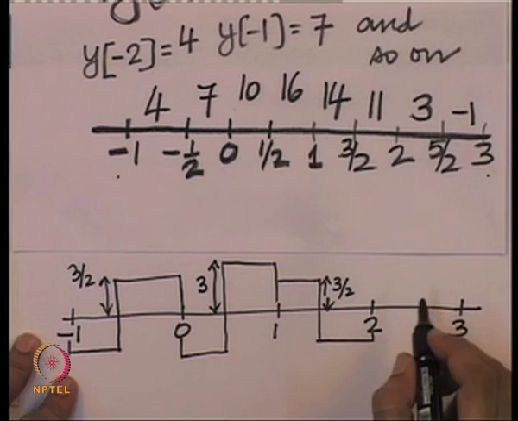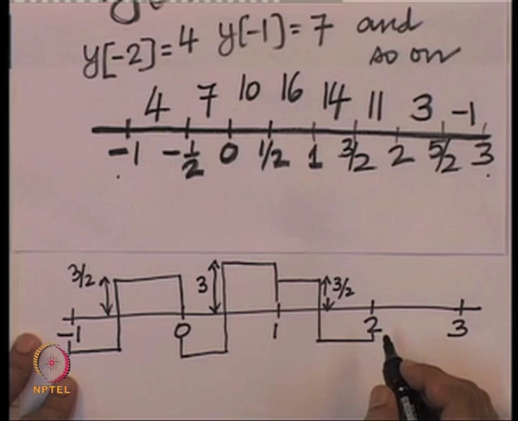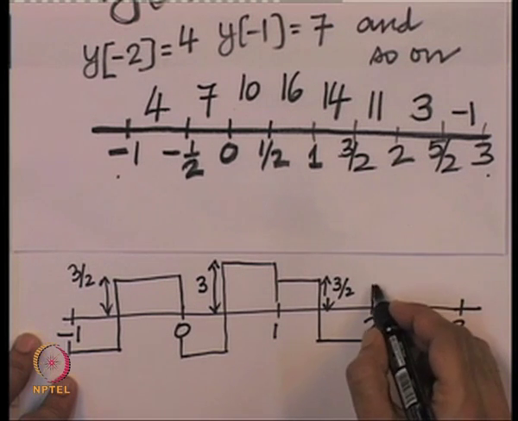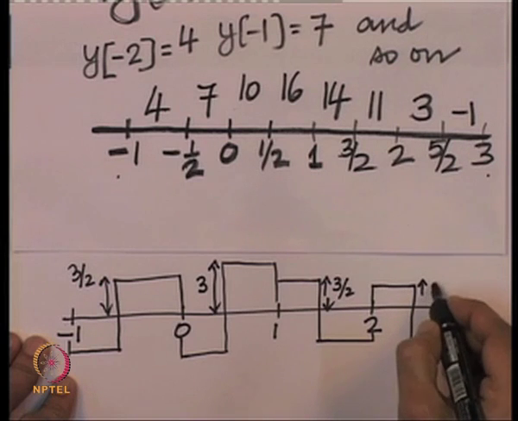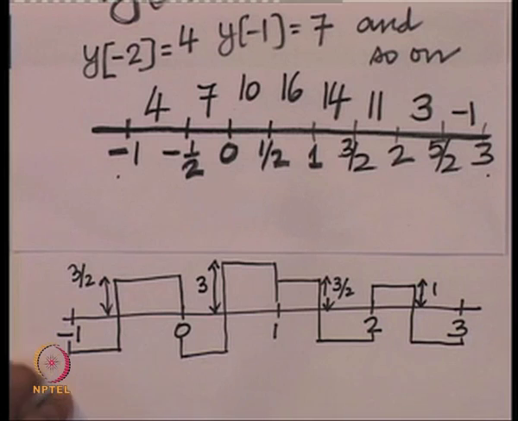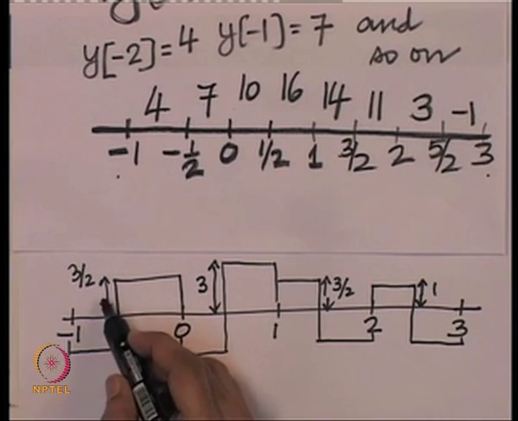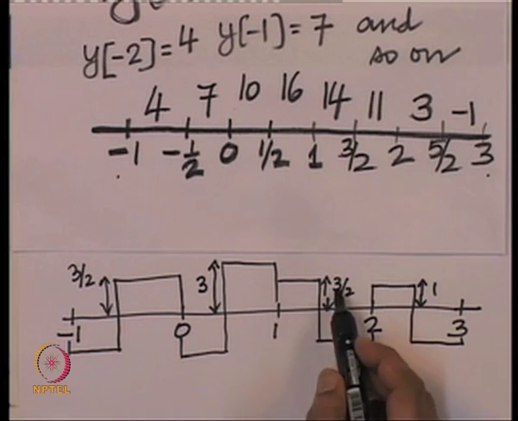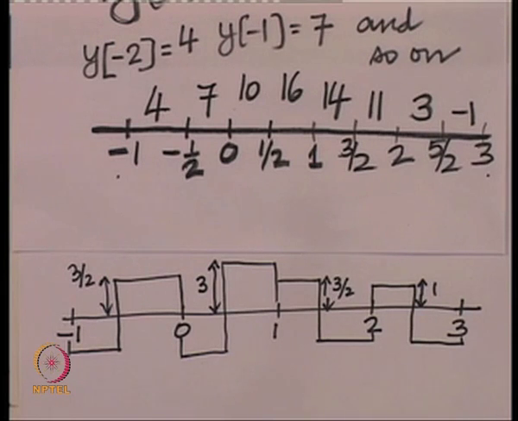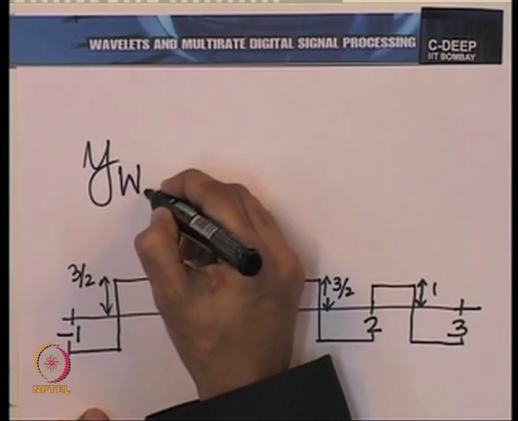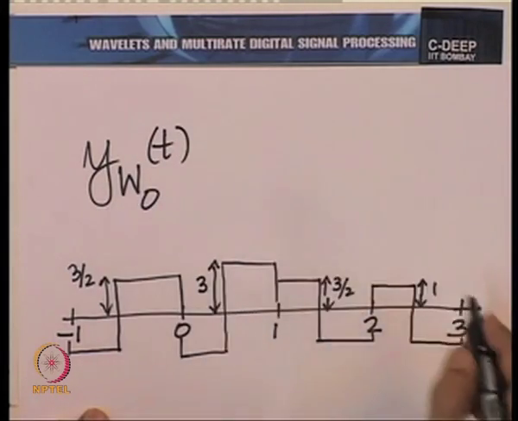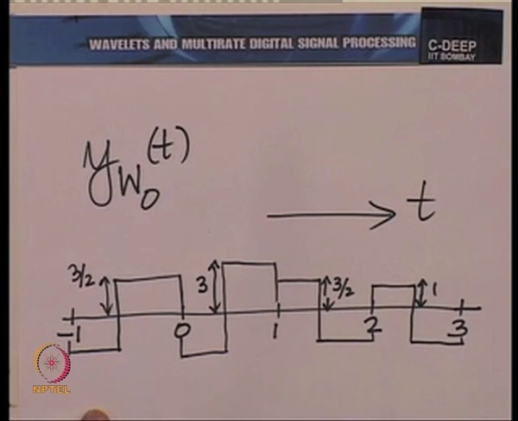And finally, in the interval between 2 and 3, you have a height of 1 and a positive multiple of psi t placed. Three by two, three by two, and one. So, this is the projection of y on the space W0 as a function of t. Simple.